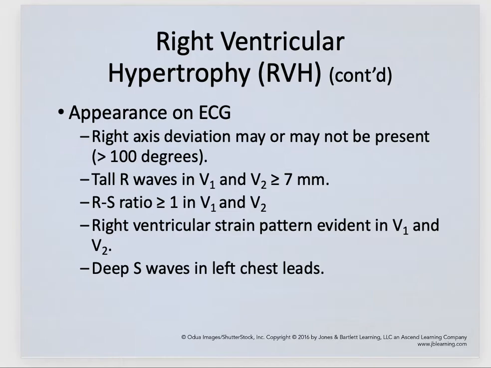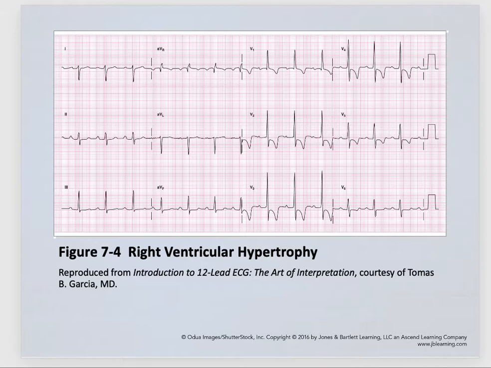RS ratio is going to be bigger again in those same two right leads, V1, V2. Right ventricular strain is pretty evident, and then you usually have deep S waves in the chest leads. So this is what it looks like, right? So right ventricular hypertrophy.